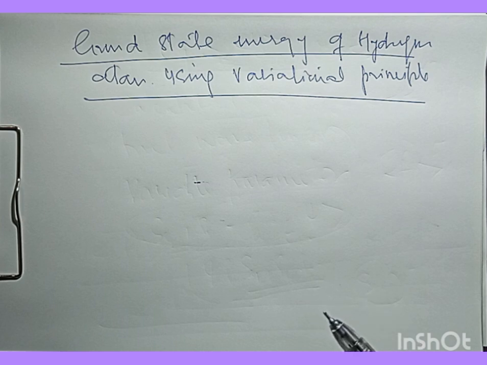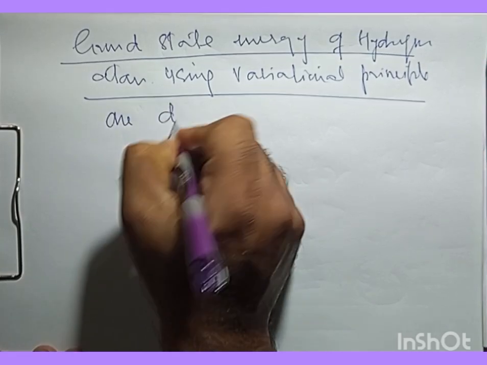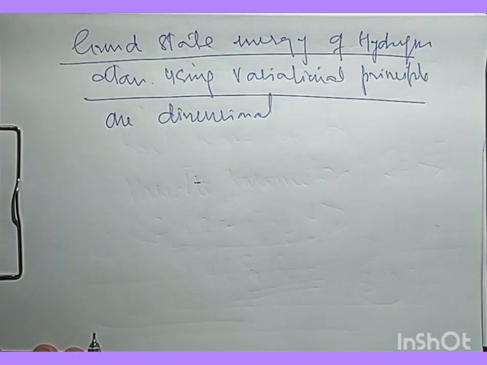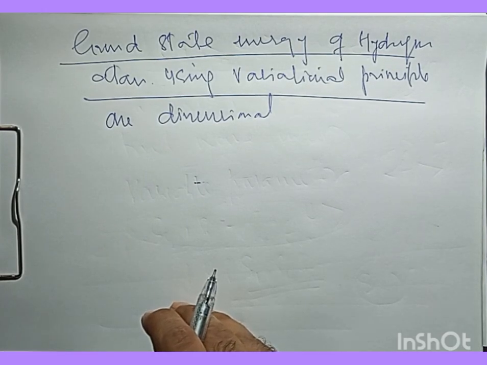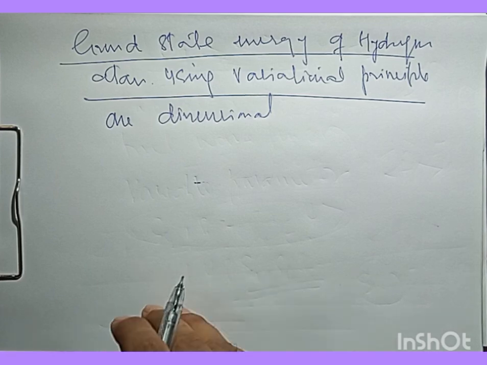Now, the goal of this video is to estimate the ground state energy of a one-dimensional hydrogen atom. So we're treating it as one-dimensional, using this variational principle. And to start with, we can write a one-dimensional Hamiltonian for the hydrogen atom.